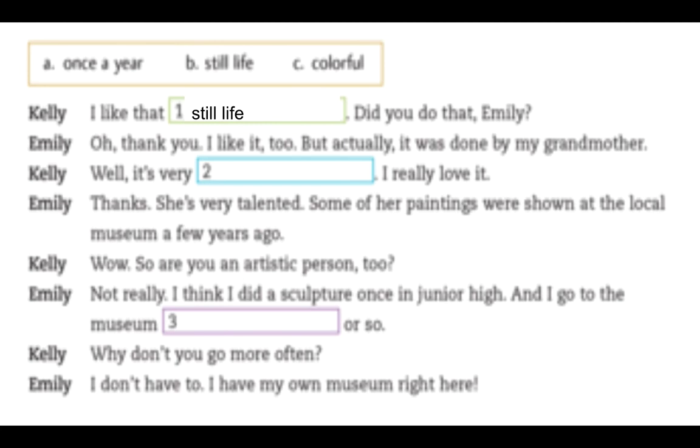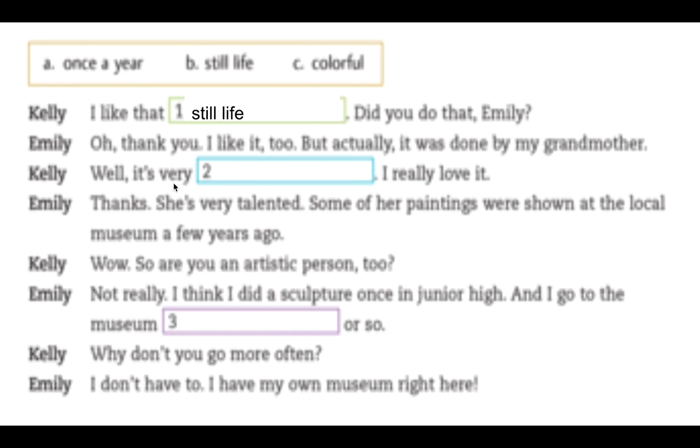So I like that still life. Did you do that, Emily? Oh, thank you. I like it too, but actually it was done by my grandmother. So yeah, did you do that, Emily? Did you paint the still life? I like it too, but no, I didn't paint it. It was done by my grandmother. It was painted by my grandmother. So who did it? My grandmother.